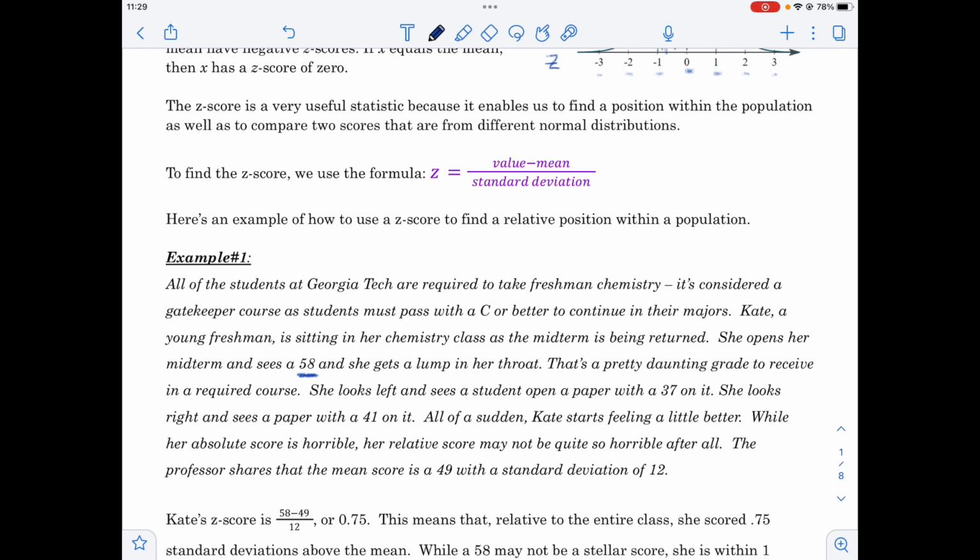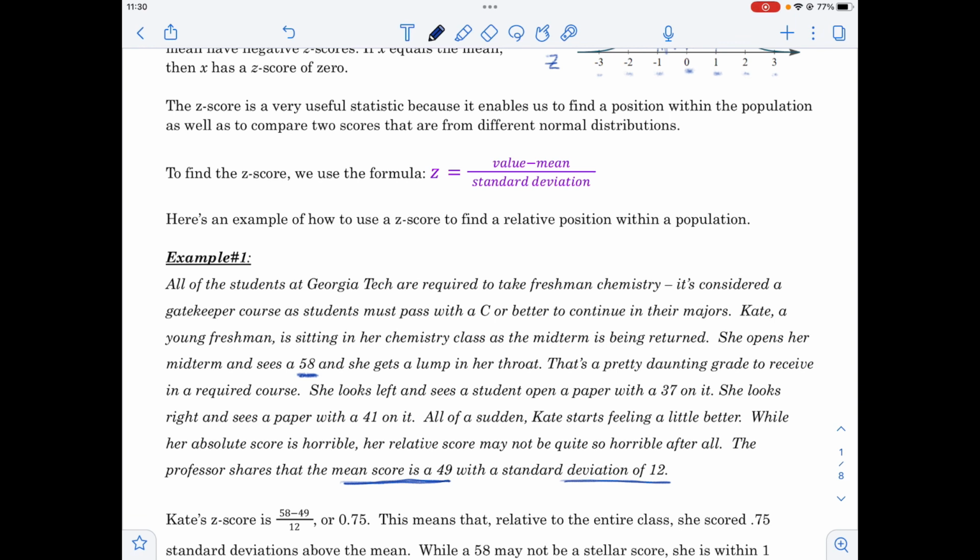But she looks to her left, and she sees a paper with a 37 on it. And she looks to the right and sees a paper with a 41. And she's thinking, well, I did much better than them. So she starts to feel a little bit better that other people did pretty badly. When the professor tells her that the mean score for this midterm is a 49, and the standard deviation is a 12, she can then take those numbers and find her Z-score.